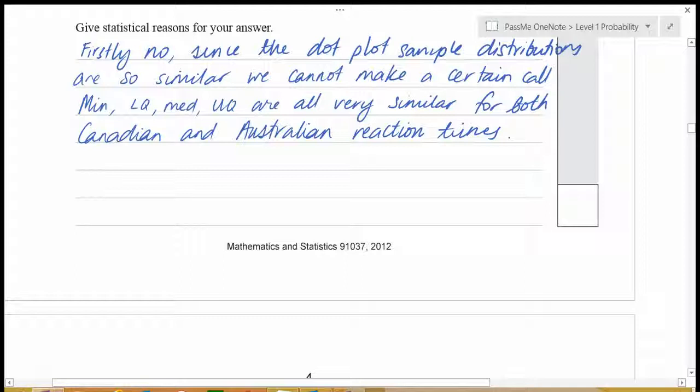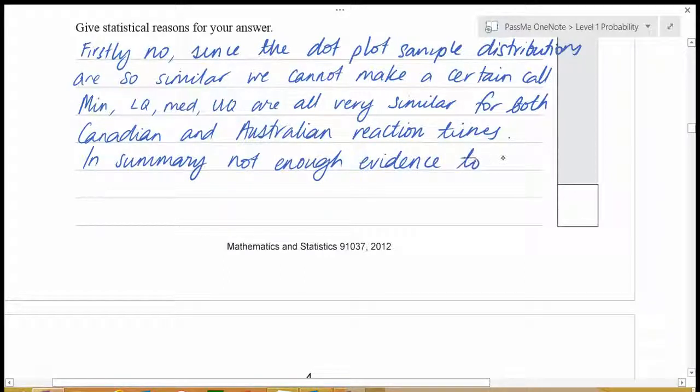Okay, let's see, anything else that we can put in here? Yeah, I guess what we're saying here is we can't agree with what she says, not because the opposite is true, but because there's just not enough evidence here to make a call. So we'll say, in summary, not enough evidence to make a call either way.